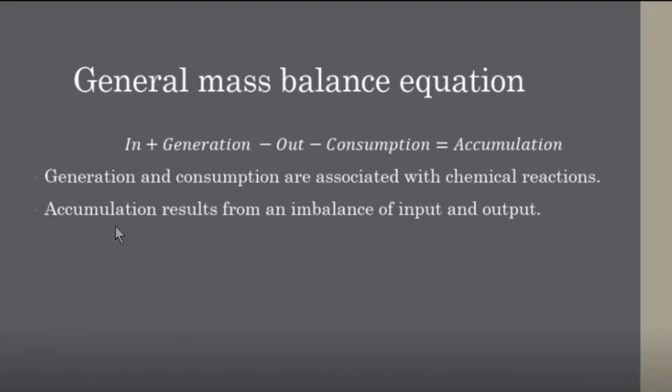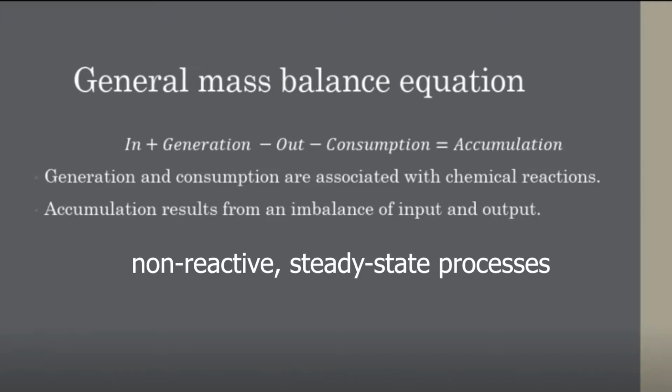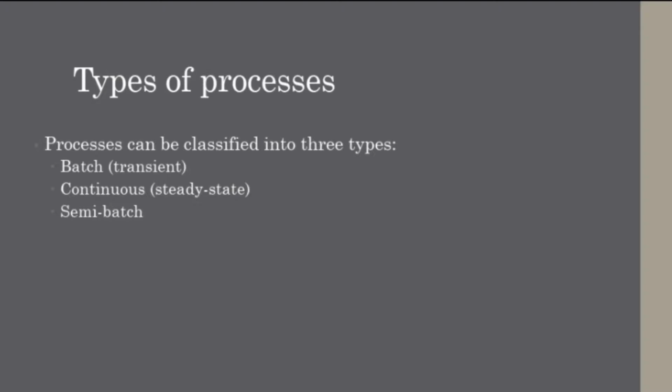Accumulation is another special term in our mass balance equation in such a way that it is present whenever there is an imbalance between the inputs and the output. For now, we will be sticking with non-reactive processes without accumulation. Those are non-reactive steady state processes. And with that, we have to discuss what are the different types of processes. The type of process or our assumption on the processes will have an impact on how we proceed with our material balance equation.